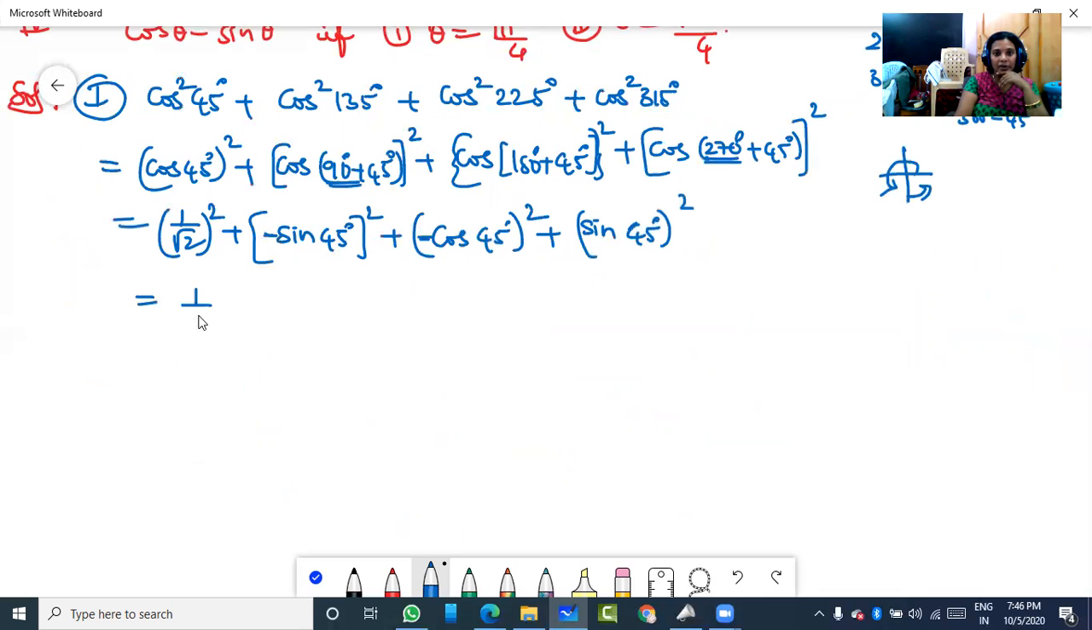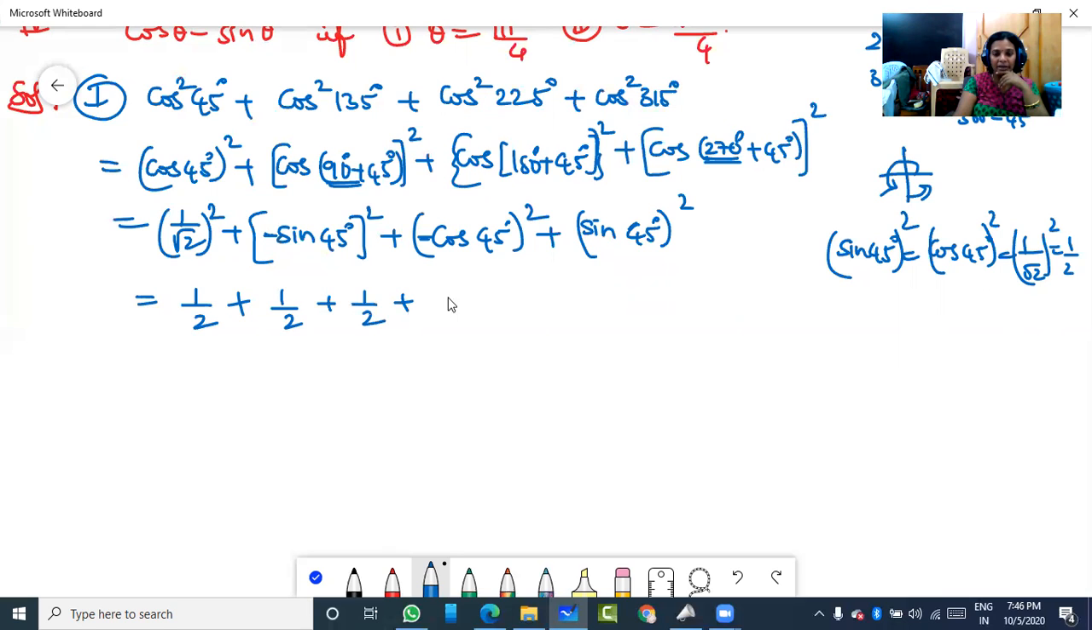It is equal to 1 by 2 plus minus into minus plus 45. We know that sine 45 degrees is equal to cos 45 degrees equal to 1 by root 2. Its whole square is 1 by 2. Minus into minus plus 1 by 2. Plus minus into minus plus 1 by 2. Minus into minus plus, here no minus, plus 1 by 2.